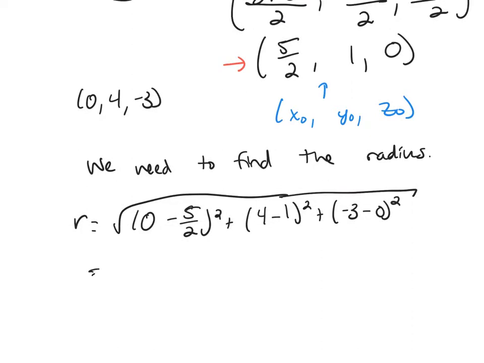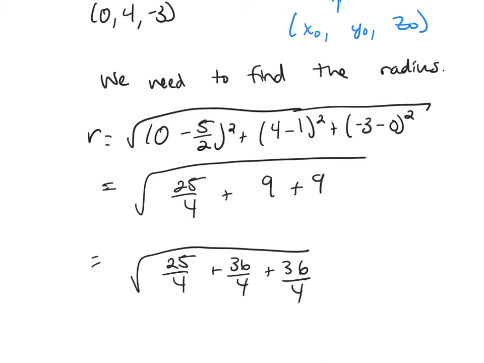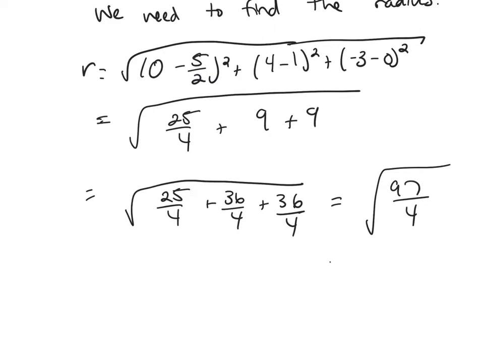So you're going to square these. You'll get 25 over 4, 9 and 9. If you want to simplify this, which it's probably a good idea that you do, I'm going to get a common denominator. So if I add these together, you're going to get the square root of 97 over 4. And that simplifies down to, well, let's just leave it like that. So that's r.